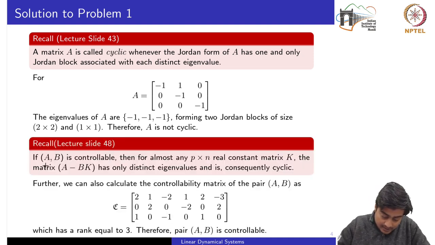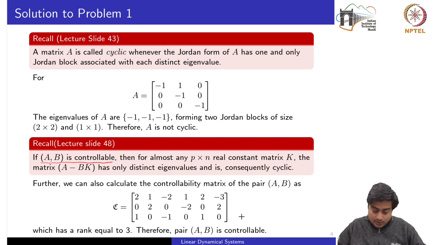Now the second result says that if the pair A, B is controllable, then for almost any p cross n real constant matrix K, the matrix A minus B times K has only distinct eigenvalues and is consequently cyclic. So first of all, we need to check the controllability of the pair A comma B, and we can do this by computing the controllability matrix and then finding its rank, which happens to be 3 here, equal to the dimension of the A matrix. So we ensure that the pair A comma B is controllable.